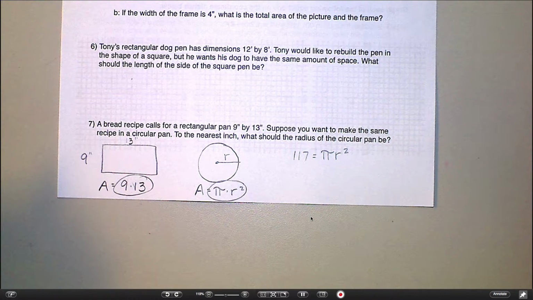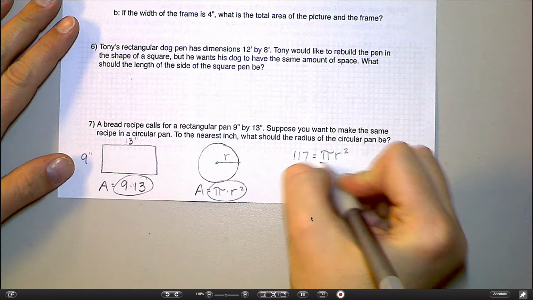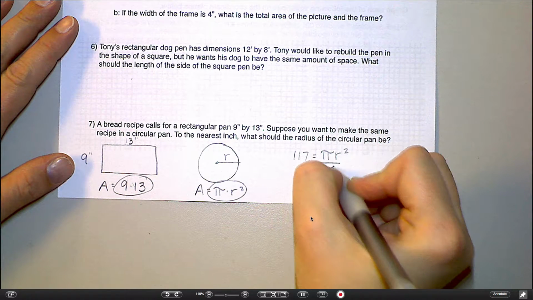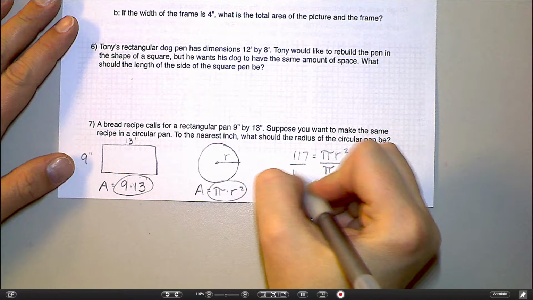If I need to get r by itself, what do you want to do? Not divide by r squared. You're on the right track though. I want to get r alone, so I want to move stuff away from r. What stuff is with r? Pi. Let's divide by pi.